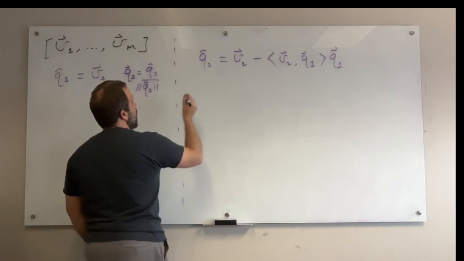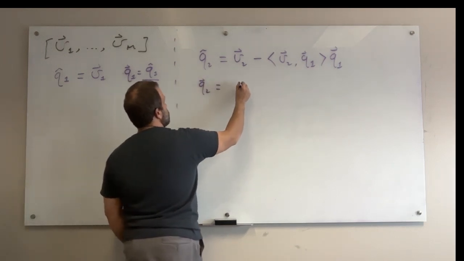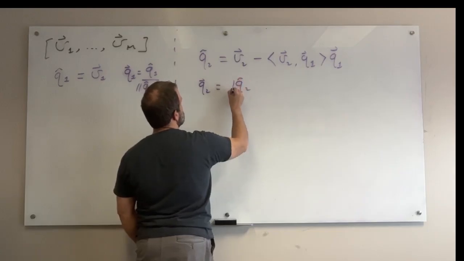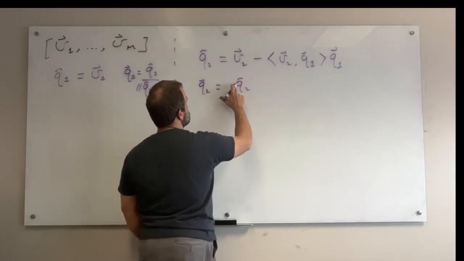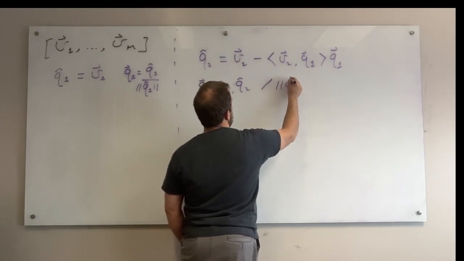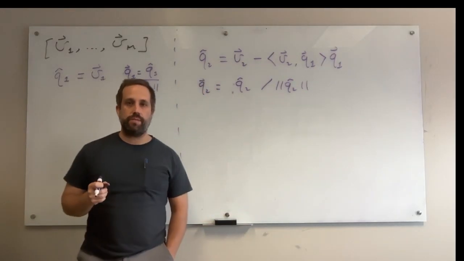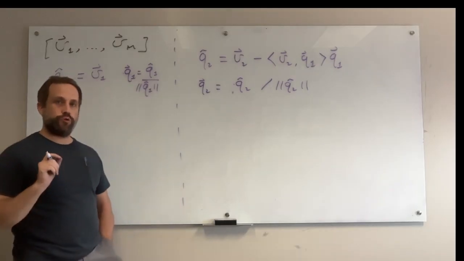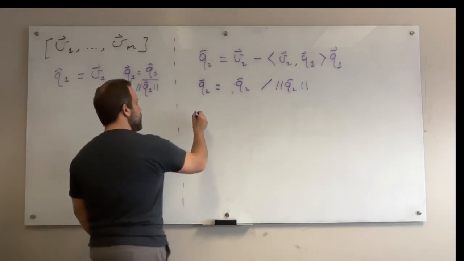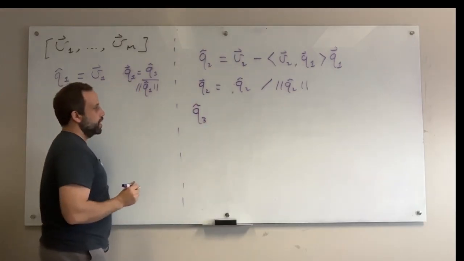Okay, and then we're going to say that q2 is just going to be equal to q2 hat divided by its magnitude. We're doing that step just because we want them not to merely be orthogonal, but to be orthonormal. Okay. And then let me show you what q3 is going to be, and you'll probably be able to pick up the pattern.